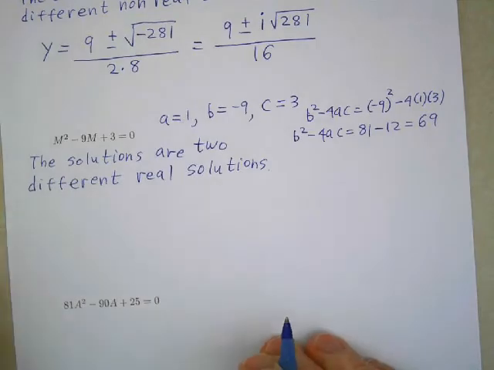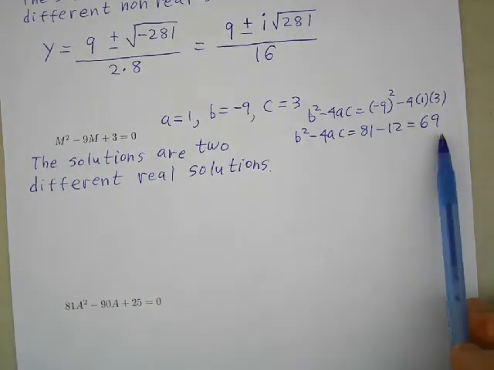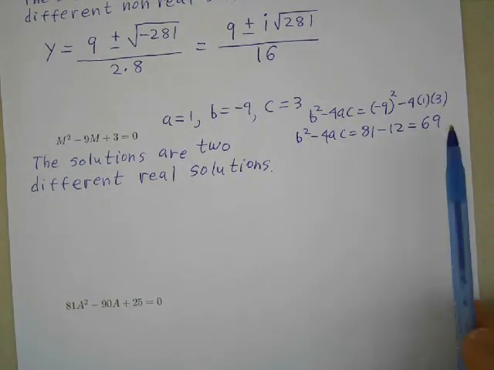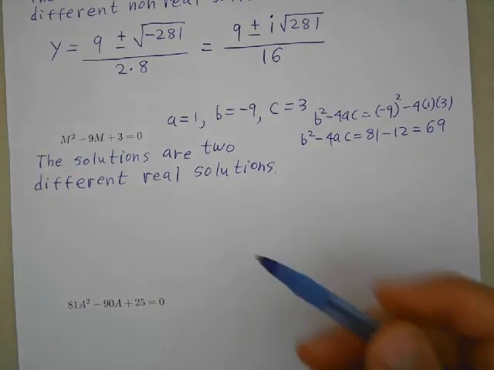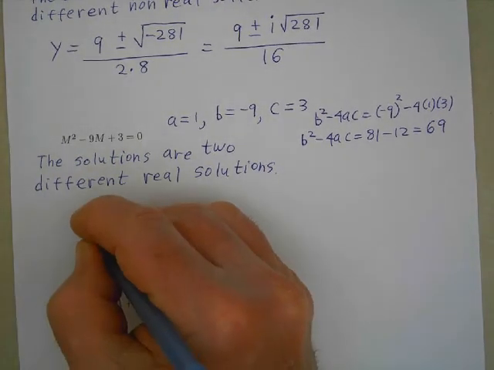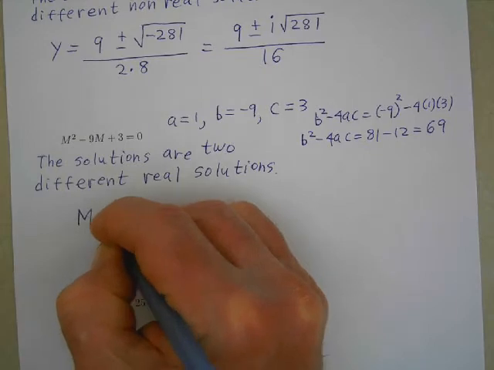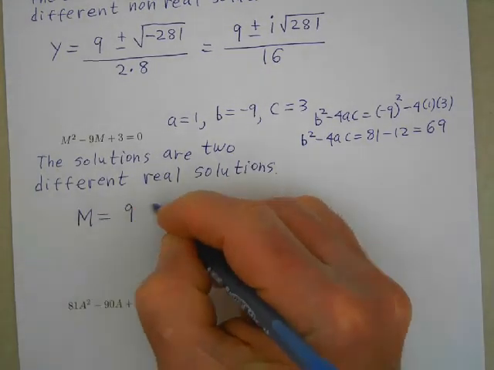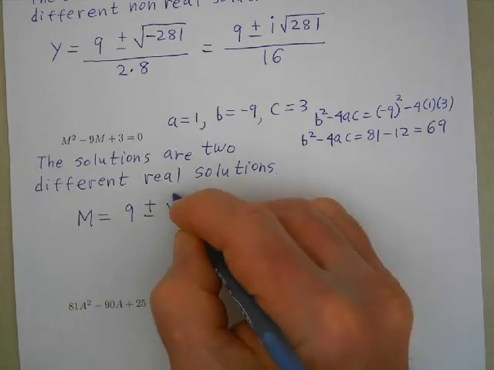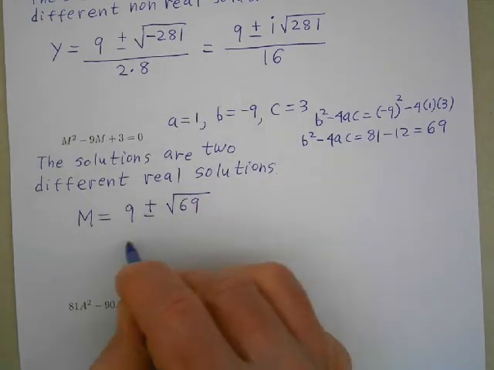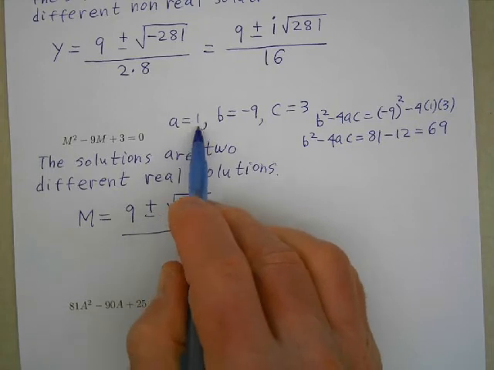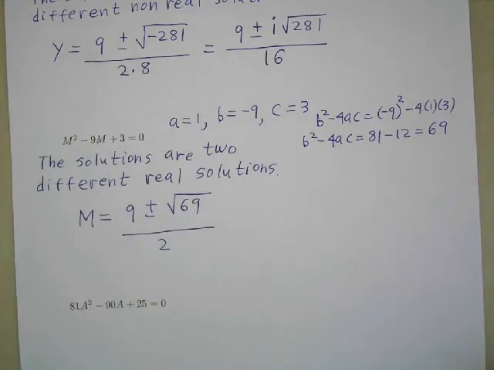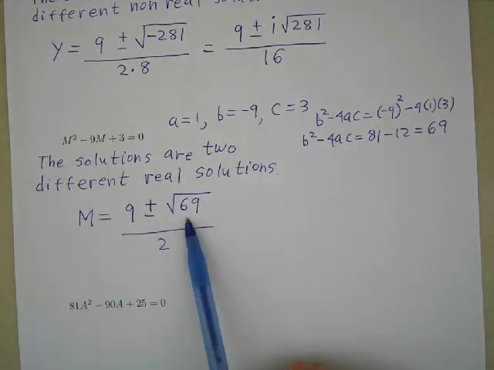Okay, we already did all of the hard work by finding the discriminant, so we can write down the solutions. The solutions for m are m equals the negative of negative 9, which is 9, plus and minus the square root of 69, all divided by 2 times 1, which is just 2. The square root of 69 cannot be simplified any further.